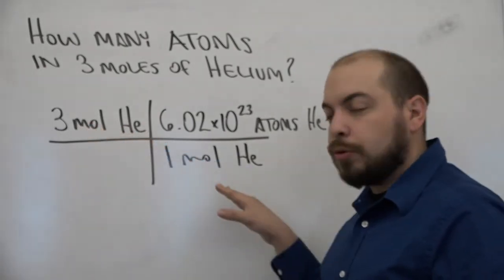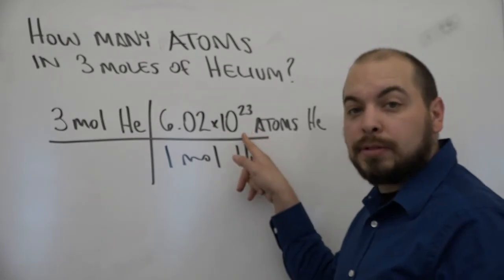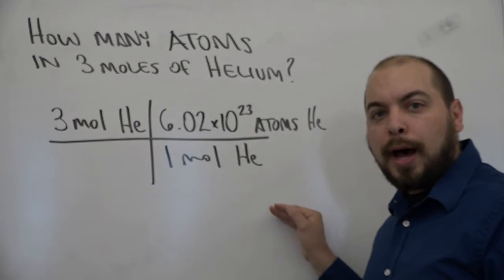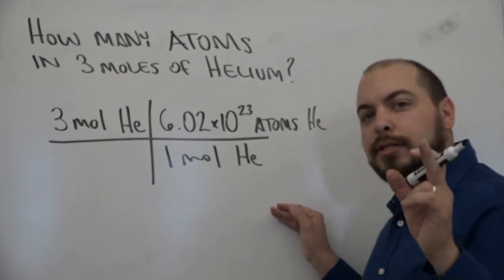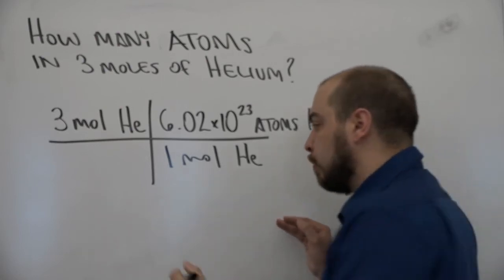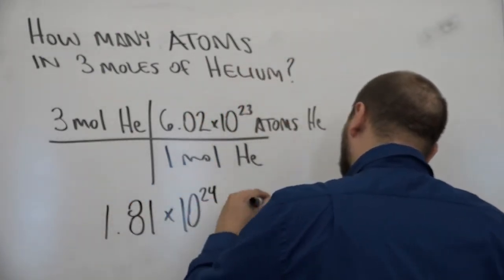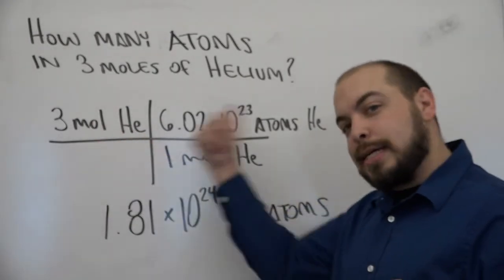As you can see through unit analysis, our moles of helium cancel. We convert into atoms of helium, and by multiplying across the top and dividing across the bottom, we get our answer of 1.81 times 10 to the 24th helium atoms. So this is how we're going to convert from moles into particles.